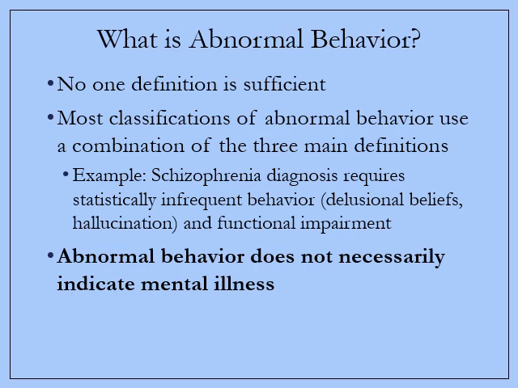I think it's pretty clear from the advantages and disadvantages of these three definitions that no one definition is sufficient, and all of them have utility in some situations, but no single one of them can stand alone as a definition of abnormal behavior. And so most classifications of abnormal behavior use a combination of two or more of these definitions.